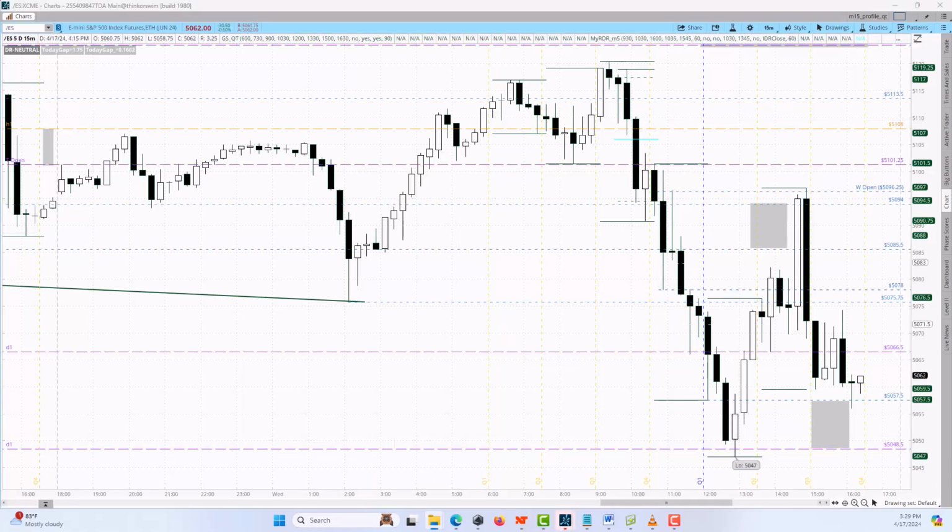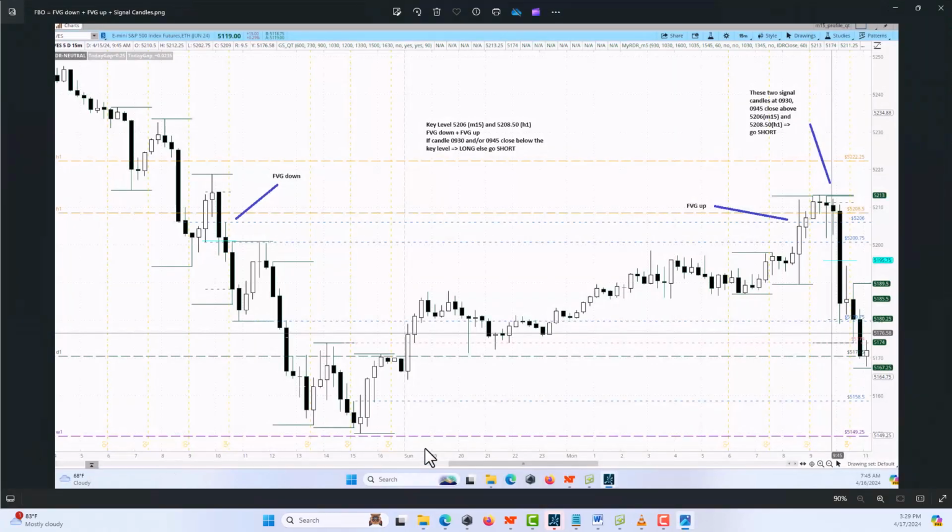Let's see, what do we have? Yeah, I think we do have the same idea from yesterday. You see that? Yesterday the same. We should short, but we went long. The same idea. See that? It breaks out. That's the same idea right there.